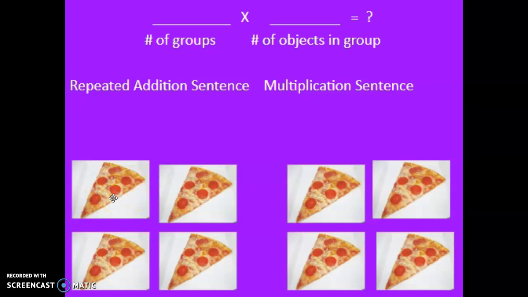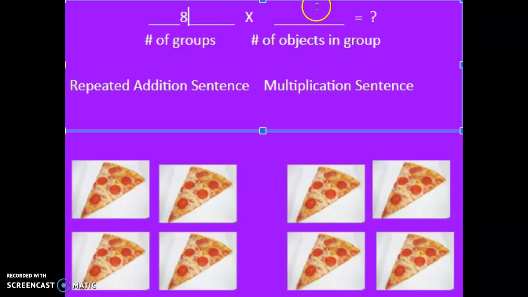And how many groups do we see? So I'm going to count how many groups. 1, 2, 3, 4, 5, 6, 7, 8. So I'm going to put 8 groups of 5. Now in this one, I'm going to write a repeated addition sentence. And in my repeated addition sentence, I'm going to put 5 plus 5 plus 5 plus 5 plus 5 plus 5 plus 5 plus 5. So I'm going to have 5 in my addition sentence 8 times.